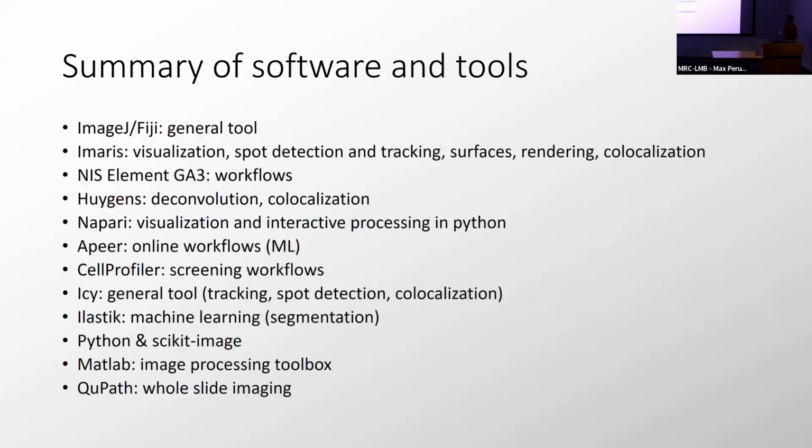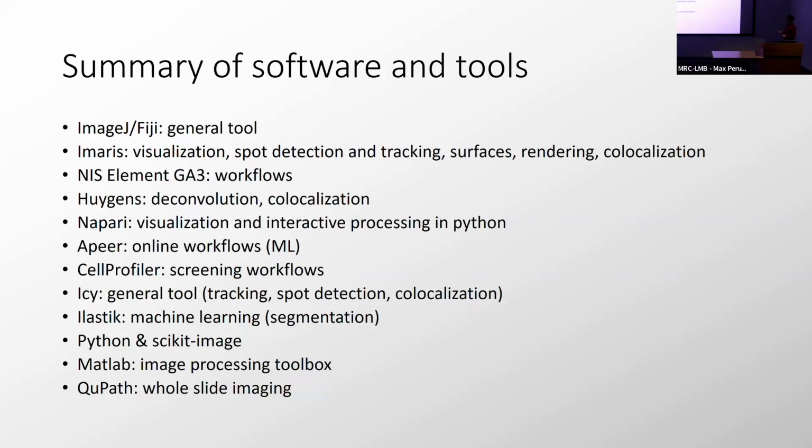Just a quick summary list of the tools we have in the facility or elsewhere. We have Fiji as a general tool, and Imaris for 3D visualization, spot detection and tracking. The rendering is very good in there; you can make a nice movie. We have 3 licenses. You have GA3; we have 2 licenses, and it's easy to define graphical workflows. Huygens is a reference software for deconvolution. We have 2 licenses for deconvolution, and it also includes colocalization.